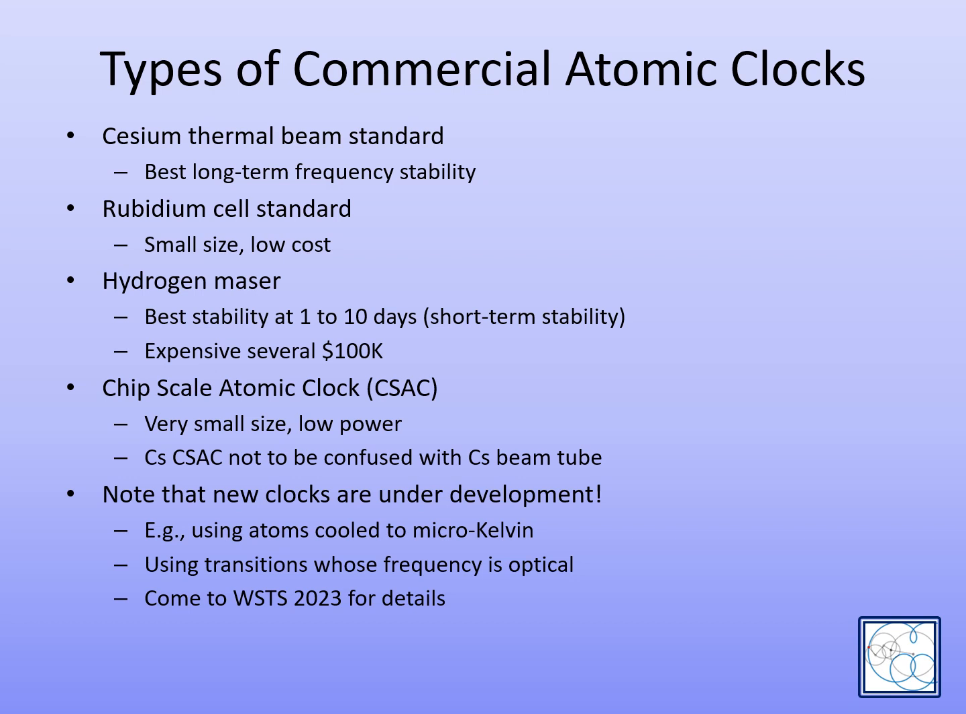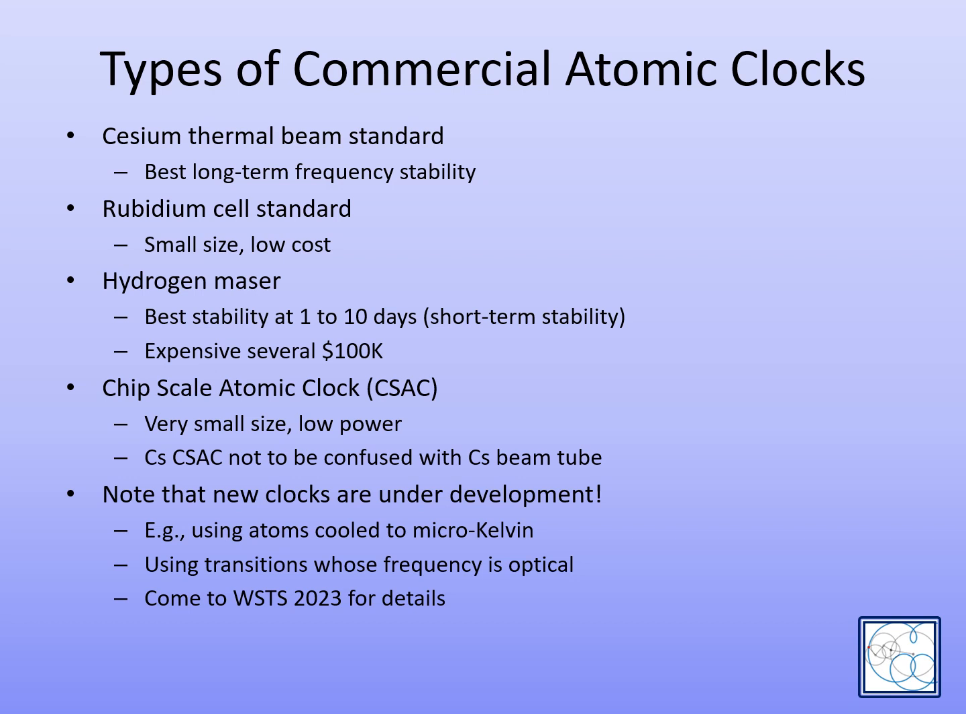The classical ones are a cesium thermal beam standard, which gives you the best long-term frequency stability, a rubidium cell standard, which can be smaller in size and lower in cost. Hydrogen maser gives you the best stability from about 1 to 10 days. That's relatively short term when you consider a long-term stability being a month or so. These are more expensive, however, at hundreds of thousands of dollars.